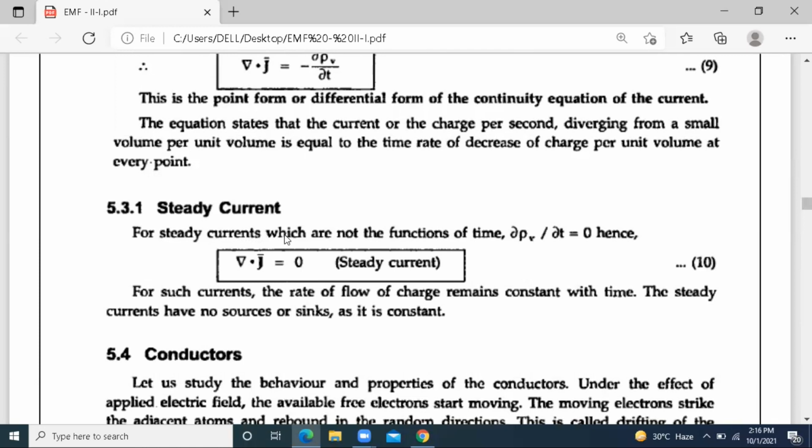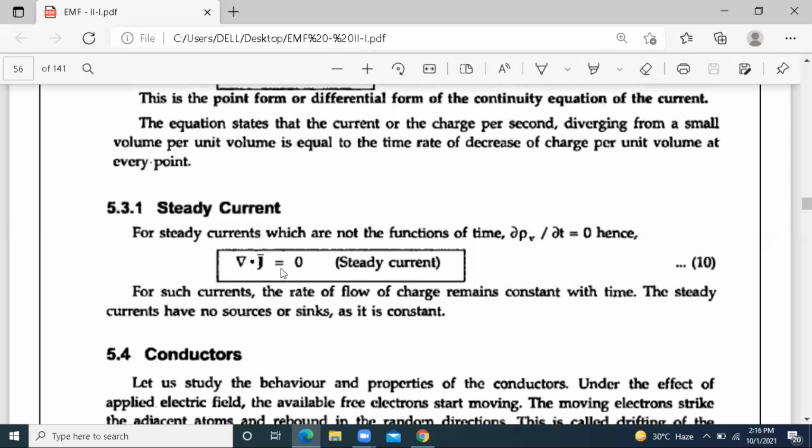For steady currents, which are not a function of time, that means this is 0: del dot J equals 0.